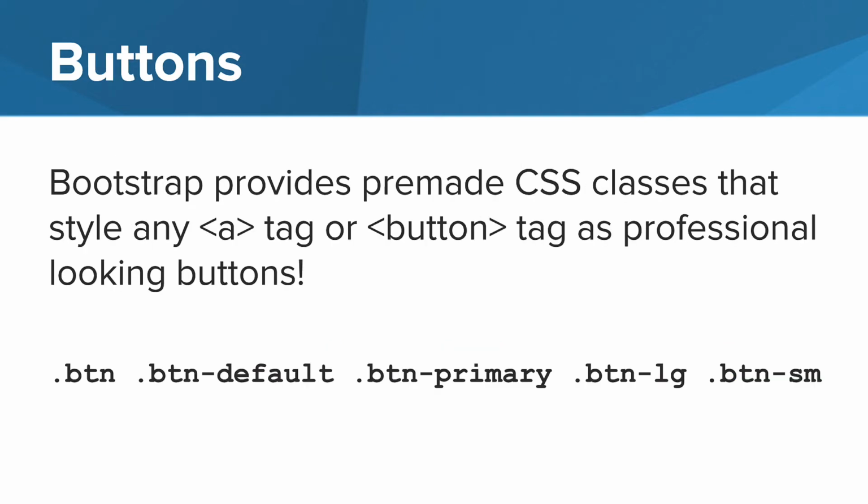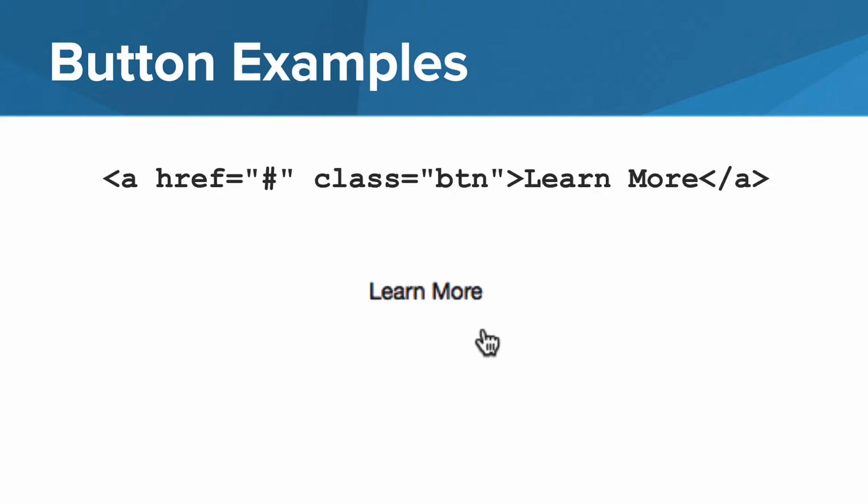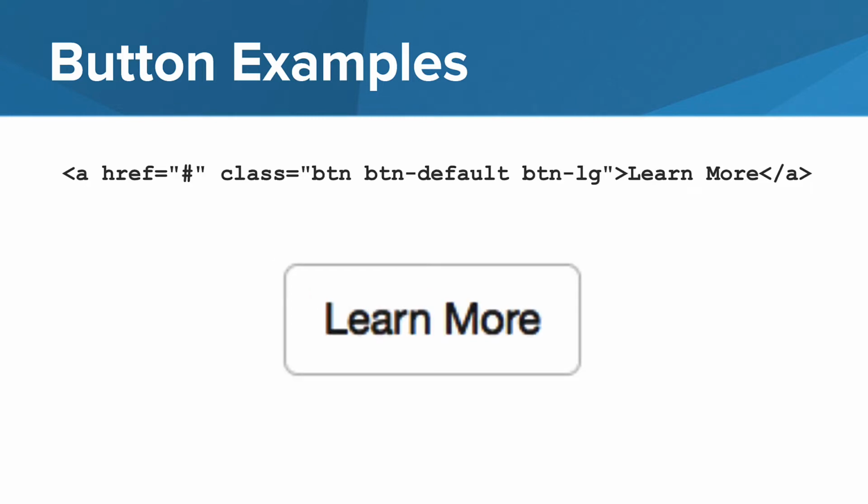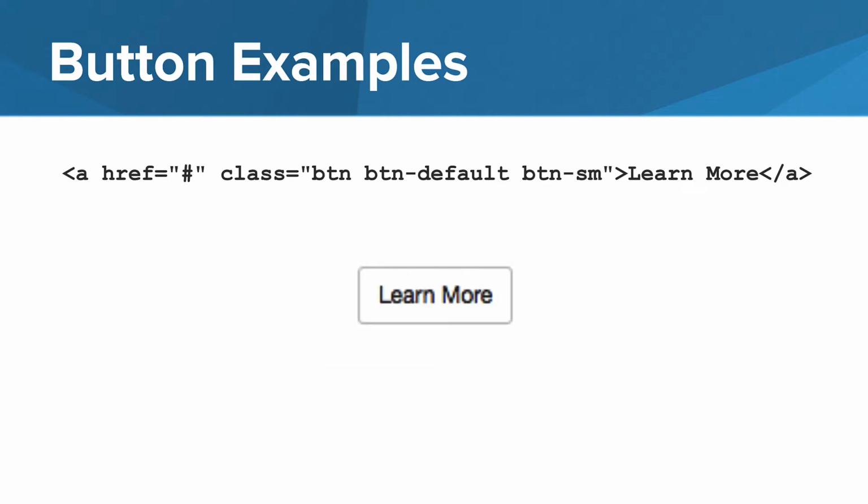Bootstrap provides pre-made CSS classes that style any anchor tag or button tag as professional-looking buttons. Here's an example of a styled button in different states as the user hovers and clicks on it. Adding the button default Bootstrap class uses the default styling and size. Adding the button large Bootstrap class to the default button enlarges the button. Changing the button large class to button small creates a small default button. We can even make the default button extra small by adding the button extra small class.